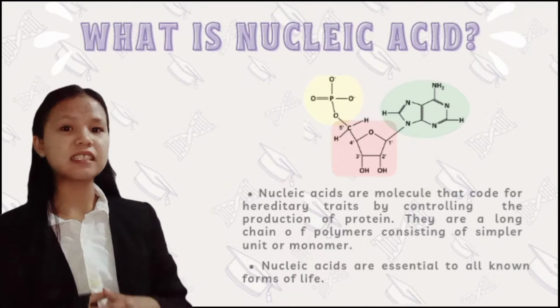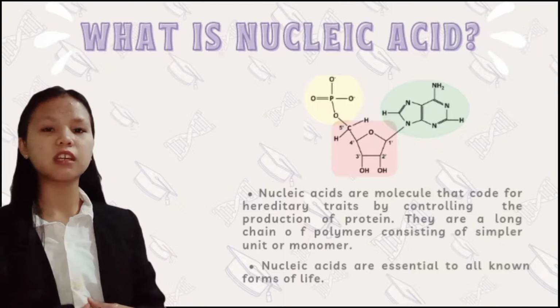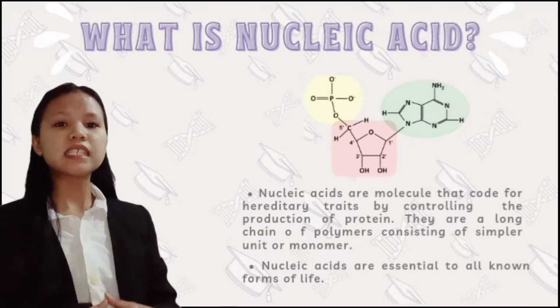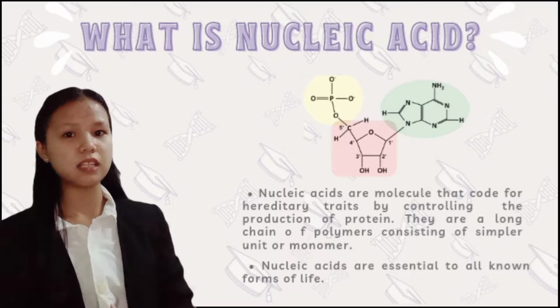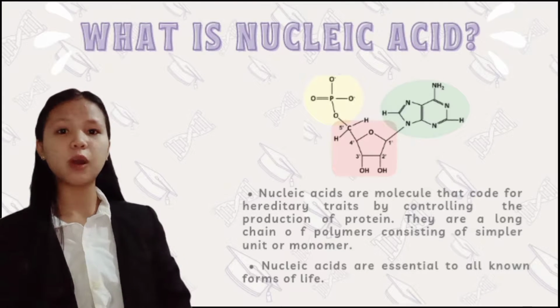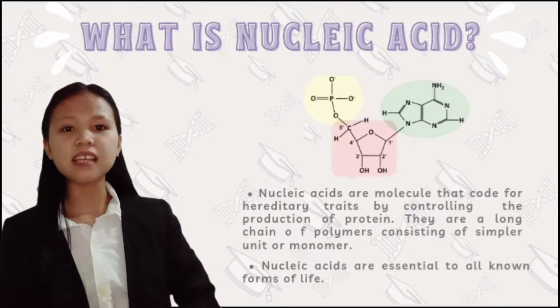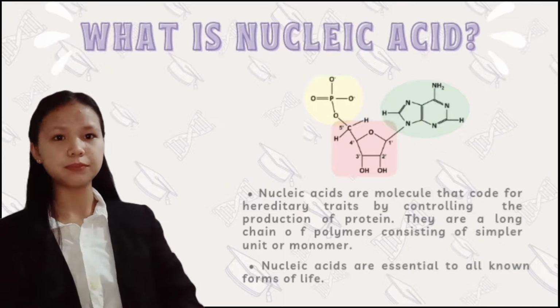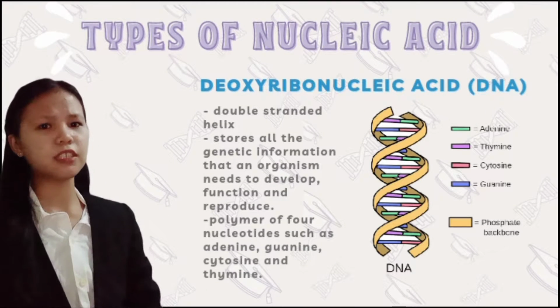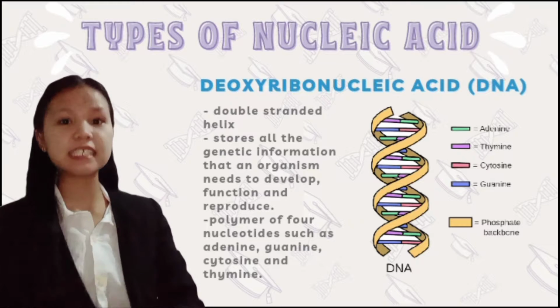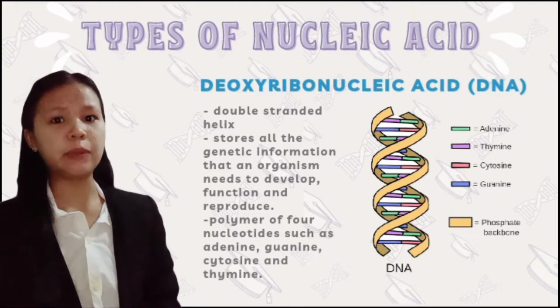DNA is found mainly in the cell nuclei and contains genetic information that codes for the sequences of amino acids in proteins, while RNA is found in many places in the cell and carries out the synthesis of protein. As I said earlier, there are classifications of nucleic acid. The first one is DNA.